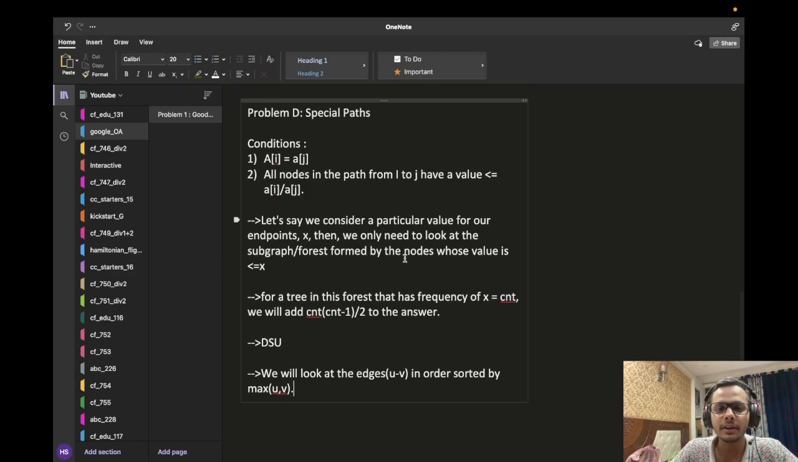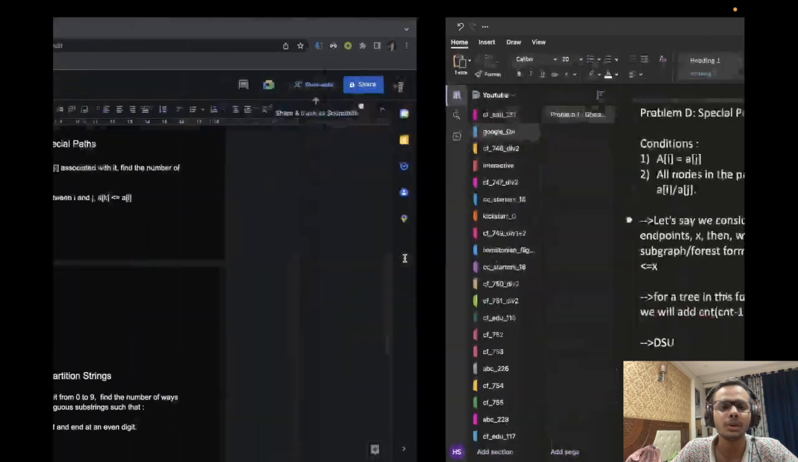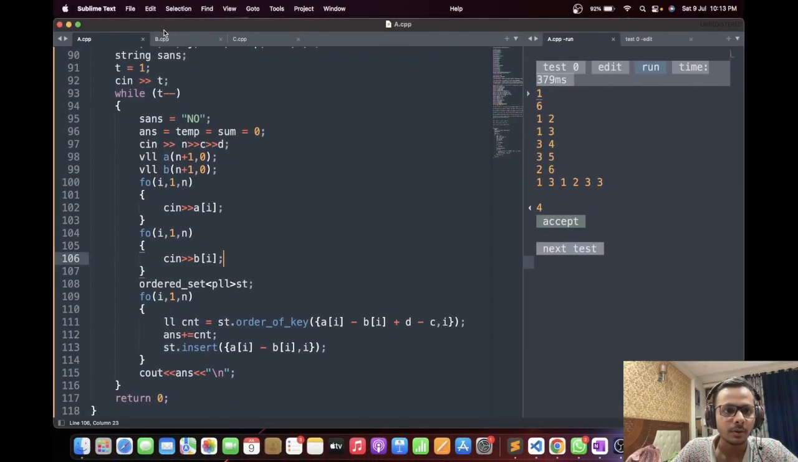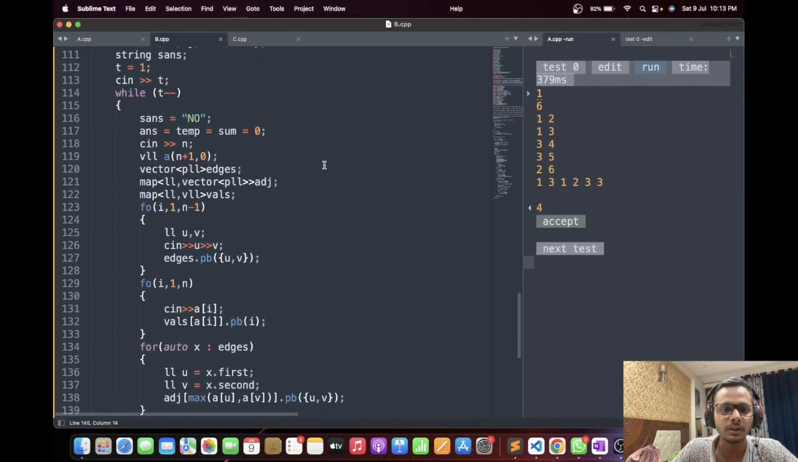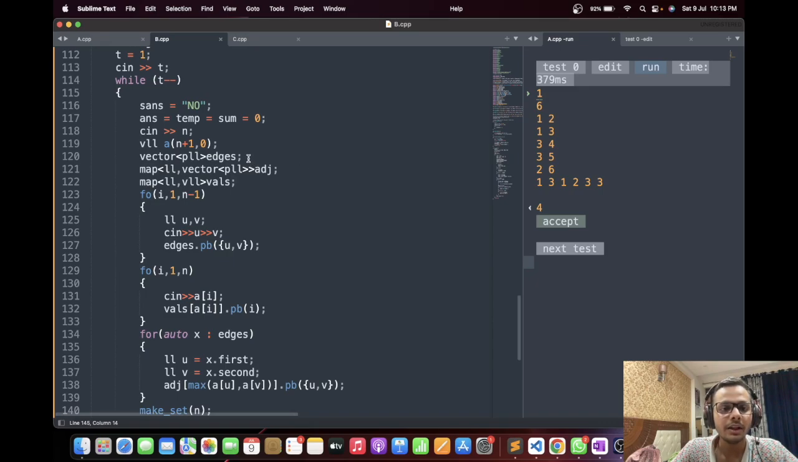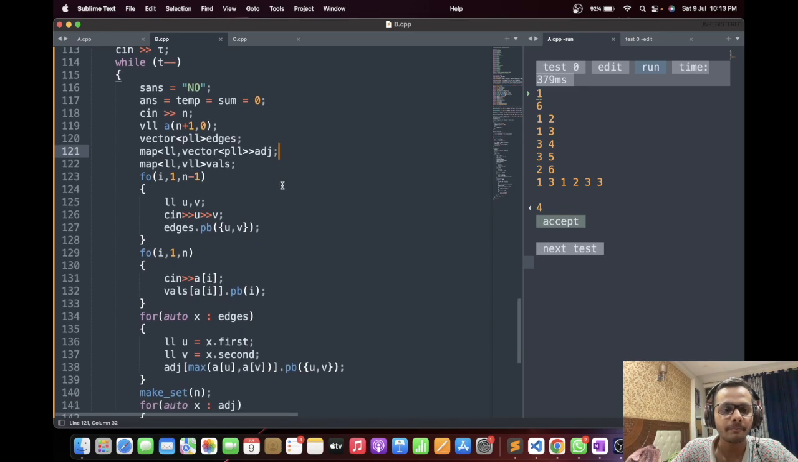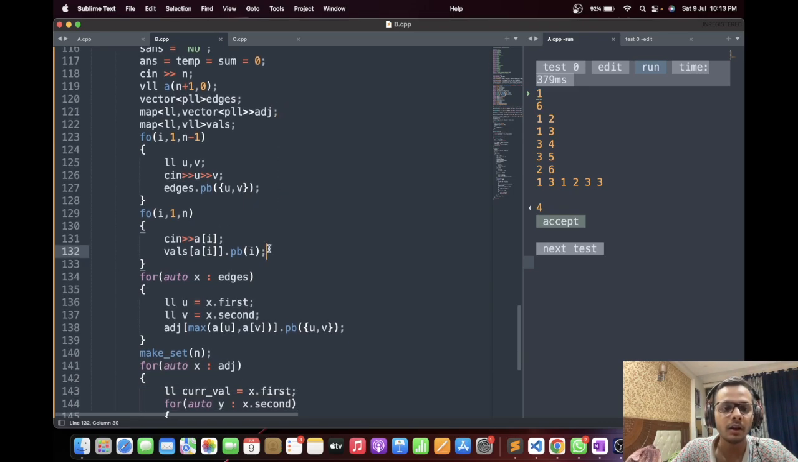I also have a code written for this problem which will make it much easier for you guys to understand. So let's see. This is how it goes. First of all, I'm taking in all the edges into a vector, and then I am also having a map which maps from value to the nodes. So it is a map from an integer to a vector, and for each value it stores basically which are the nodes which have that particular value, right?